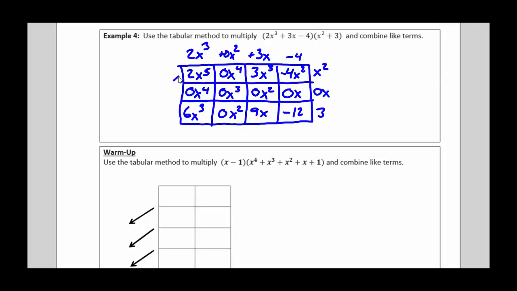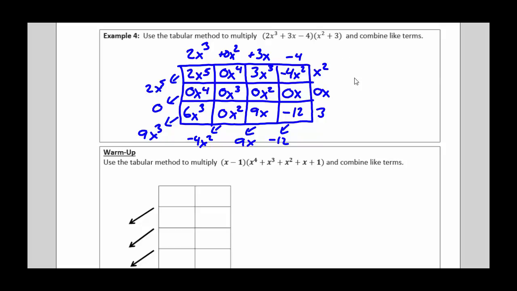All right, so then we're going to combine our diagonals. All right, so we get 2x to the fifth. This is nothing. This is 9x to the third. This is negative 4x squared. This is 9x, and then negative 12. So that is your answer there.